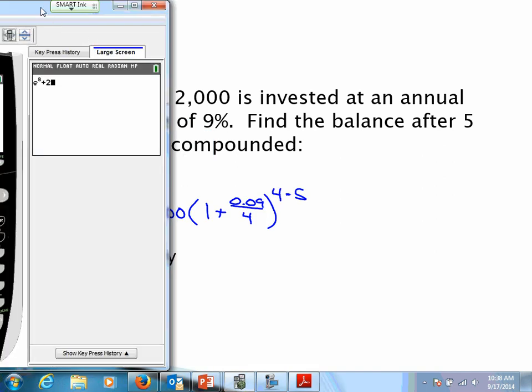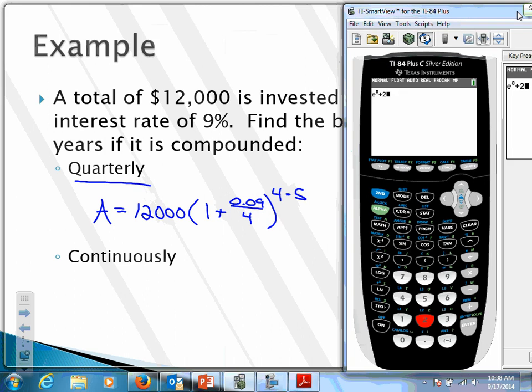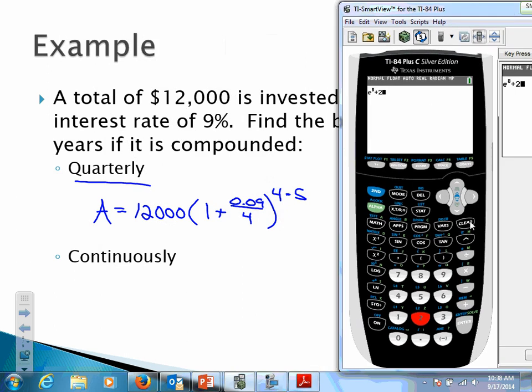Let's switch it to the other side of the screen. We'll slide over here. All right, so let's type that formula in. Basically, we're going to type in exactly what we see. I'm going to type in 12,000. I'm going to hit a parenthesis. Your parenthesis buttons are up above the 8 and 9. So we'll go 1 plus 0.09 divided by 4.